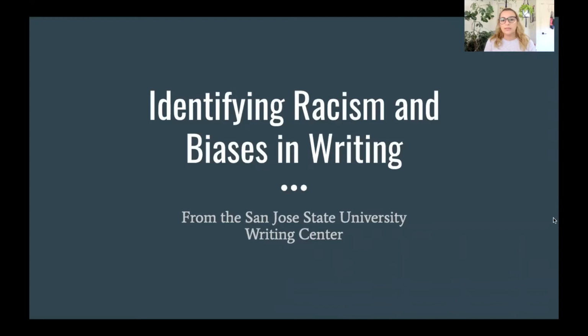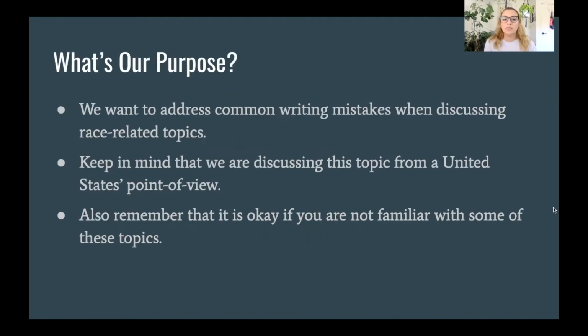And today we're going to be talking about how to identify racist and biased language in writing. Racism is an ongoing issue that has been around for many years, and style books like the APA or MLA manual may address avoiding bias and stereotyping in writing. However, they don't go into depth as to what constitutes racist language specifically. Therefore, the purpose of today's video is to address these common writing mistakes when discussing race-related topics.